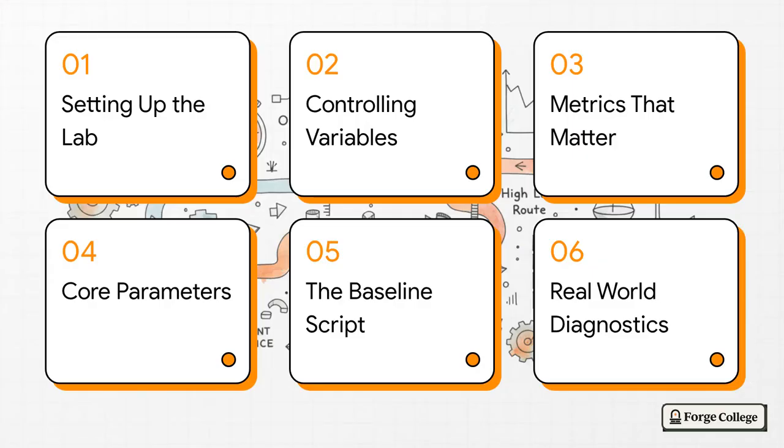Well, to solve that, here is our game plan for today, laid out in this crisp, patent-style blueprint. We're going to hit 1. Setting up the lab, 2. Controlling the variables, 3. Metrics that matter, 4. Core measurement parameters, 5. Building the baseline script, and 6. Real-world diagnostics. Let's get right into it.